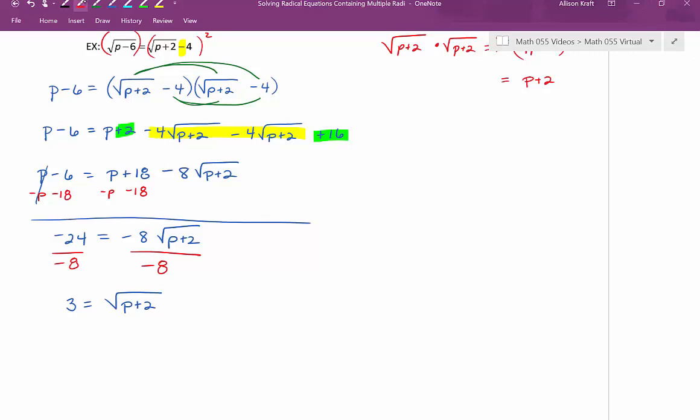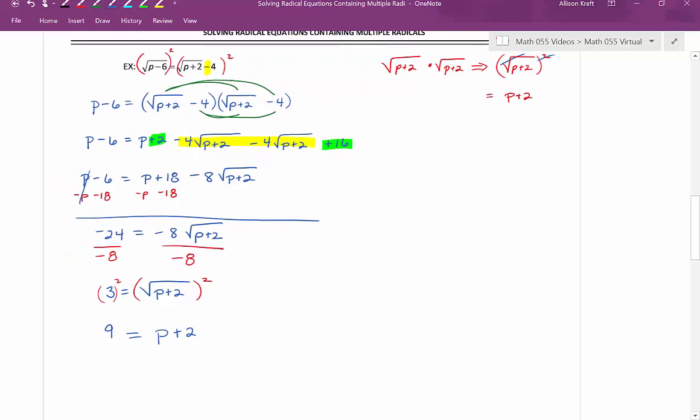Now that we've isolated that square root on the right, we want to raise both sides to the appropriate power to cancel it out. A square cancels a square root. On the right, our square and square root cancel out, leaving us with p plus 2. And on the left, 3 squared is 9. And we want to solve our resulting equation. We'll subtract 2 from both sides. We get p equal to 7.